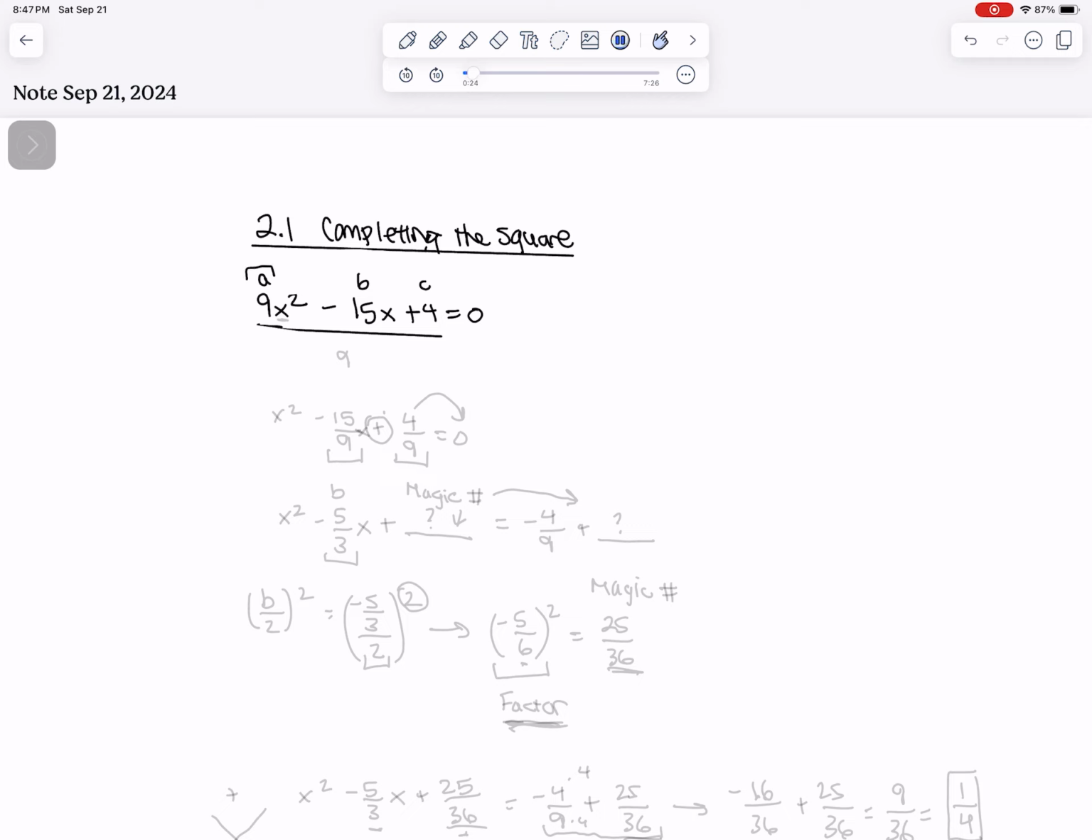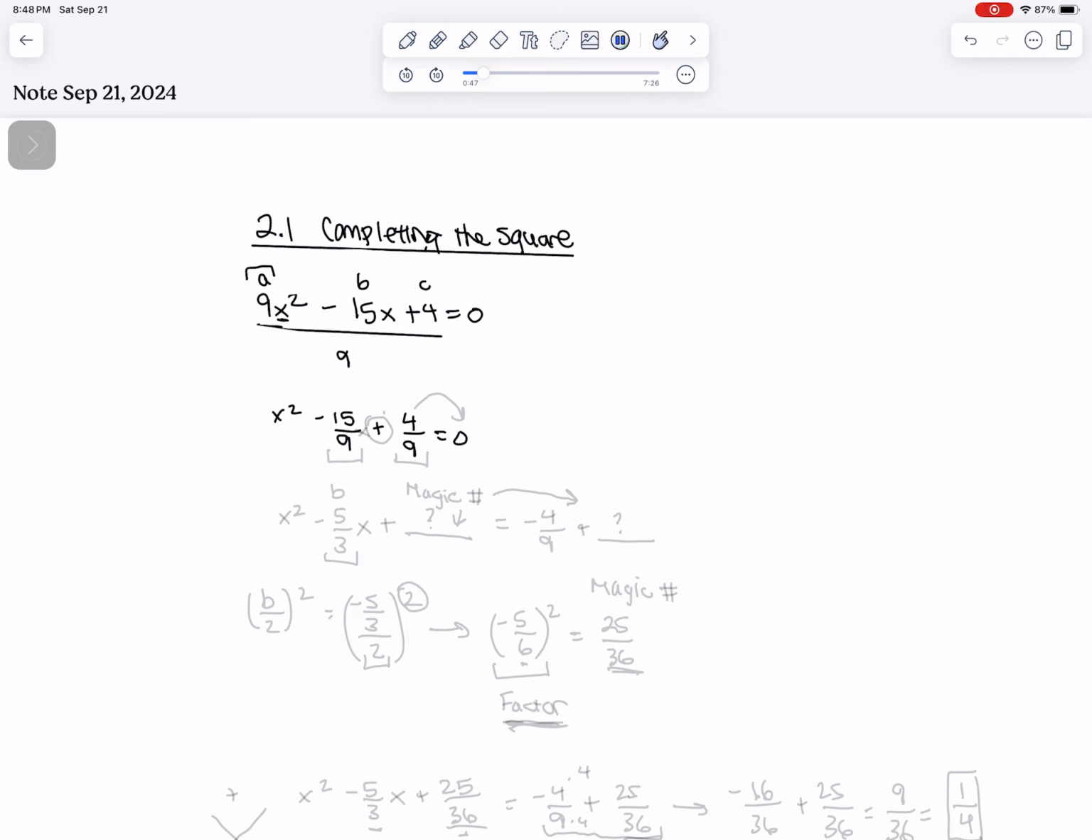And the first thing you always have to do is, if there's a variable in the A position in front of this X squared, I cannot solve it yet. So what I have to do is divide the whole thing by 9 to get rid of it. So what will happen is it will be X squared minus 15 over 9 X plus 4 over 9 equals 0. Great, we're on the right track.